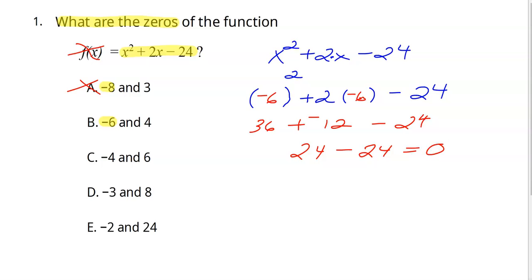So when I plug in -6 for x, I get out a 0. And that's exactly what I want. So -6 worked. Now I need to check 4. And if that works, B is my answer choice. So let's do that. Erase this.